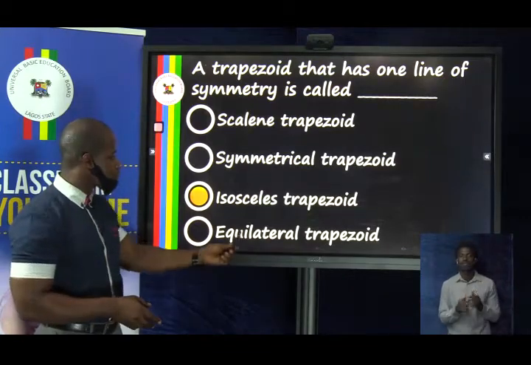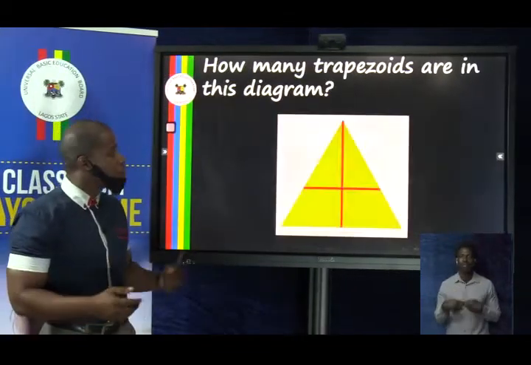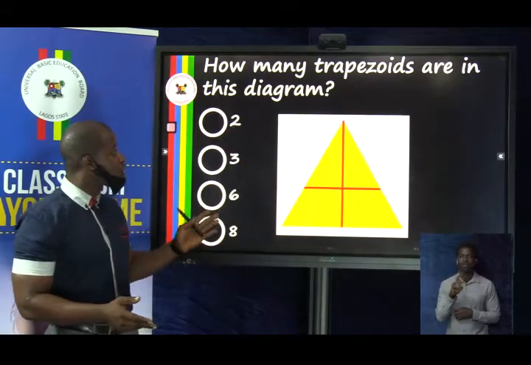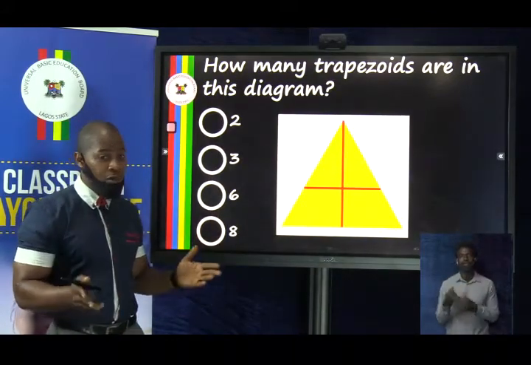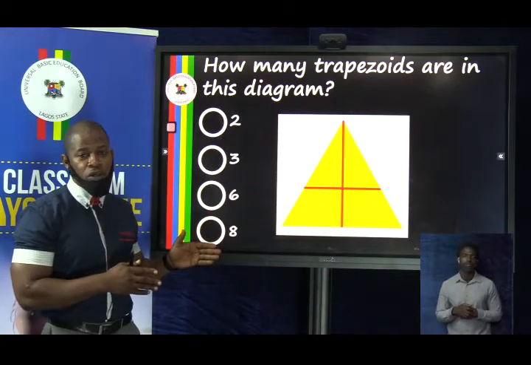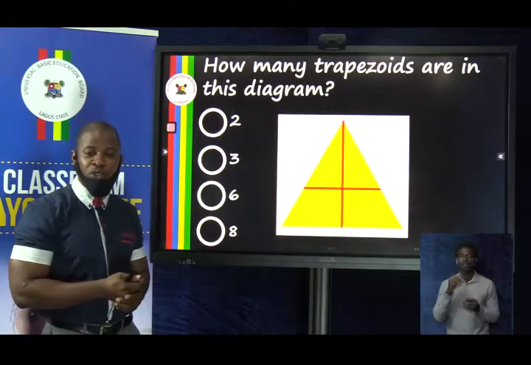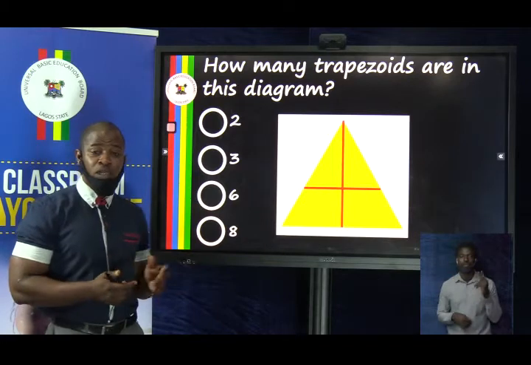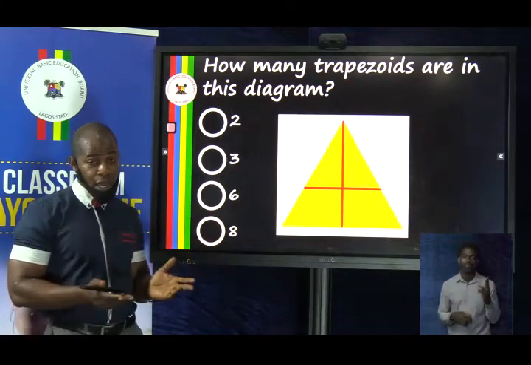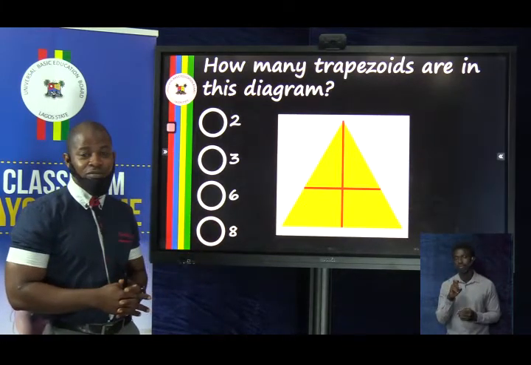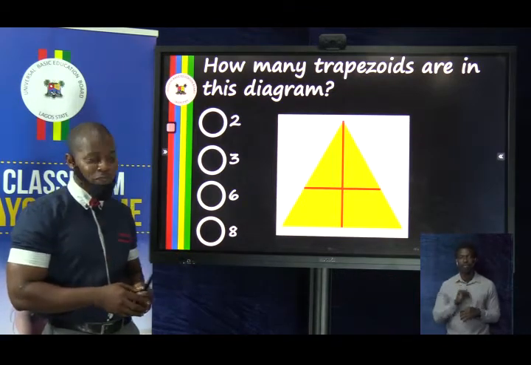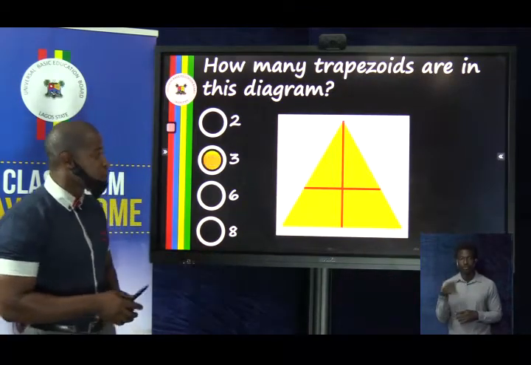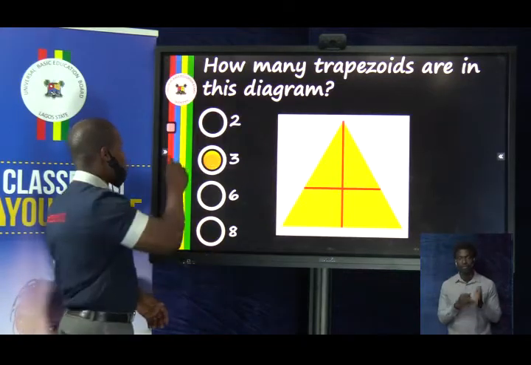Good job. The next question says, how many trapezoids are there in this diagram? Now remember that game that we played? Well, this one involves trapezoids. Count the number of trapezoids you can see. Is it 2? Is it 3? Is it 6? Is it 8? Should I finish counting by now? Did I hear you say 2? No. There are 3 trapezoids in this diagram and I'll show them to you.